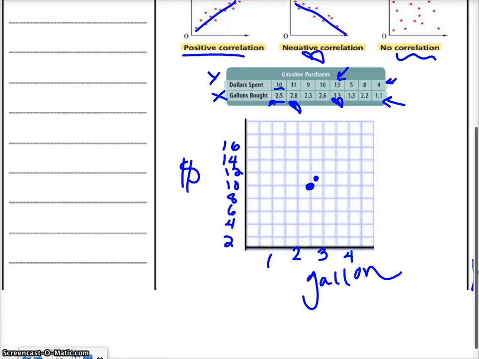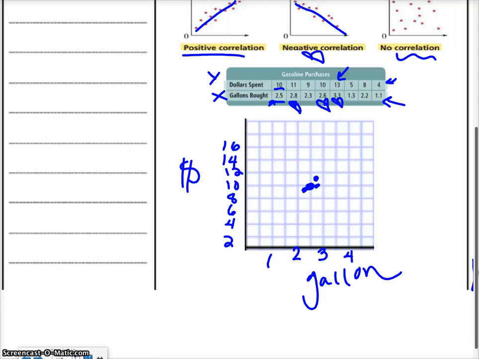2.3 and 9. So a little less than 2.5, right? Do you agree with that? Yes or no? Yeah. Okay. And then I need to go to 9, so right under 10. See, it looks like one big oblong shape there. 2.6 and 10, a little bigger than 2.5, and at the 10.